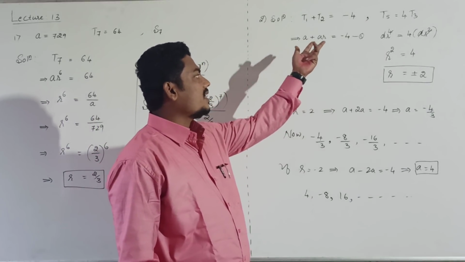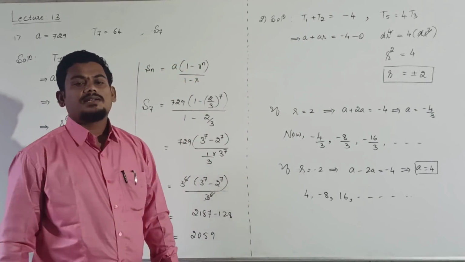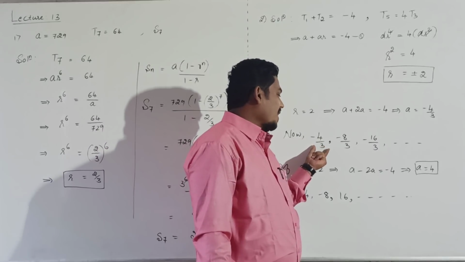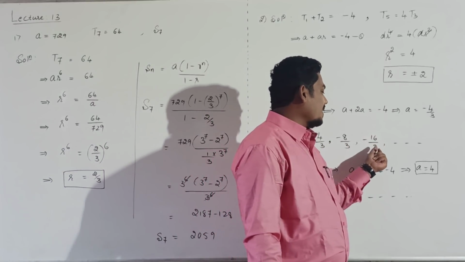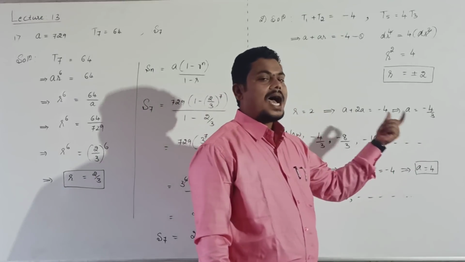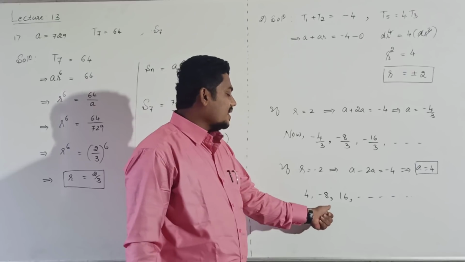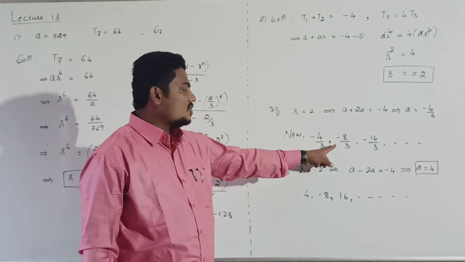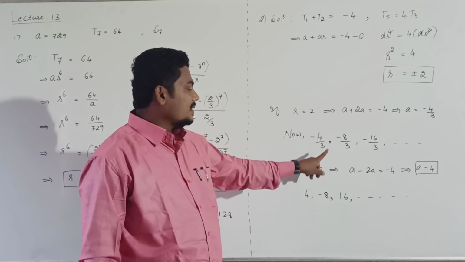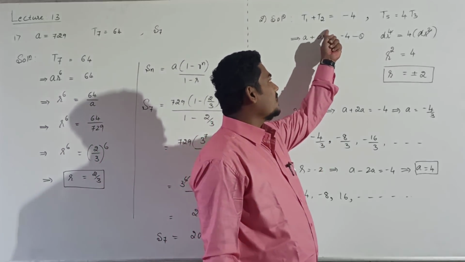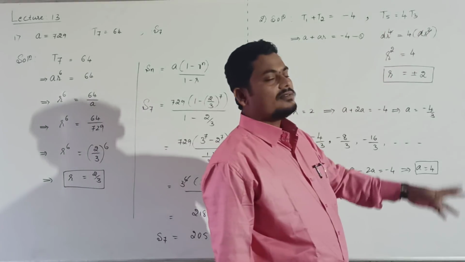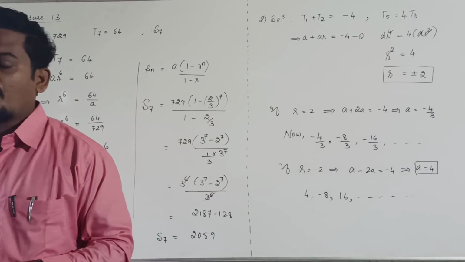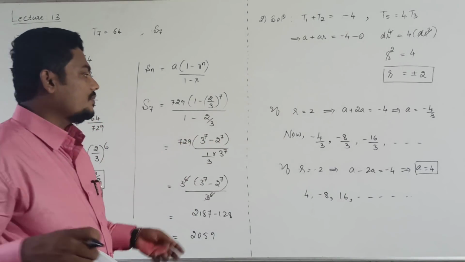If the sum of the first two terms is minus 4 and the fifth term is equal to 4 times the third term, then our required GP is either minus 4 by 3, minus 8 by 3, minus 16 by 3 and so on, or 4, minus 8, plus 16 and so on. These two GPs are possible when T1 plus T2 is equal to minus 4 and T5 is equal to 4 times T3. These are the two GPs.